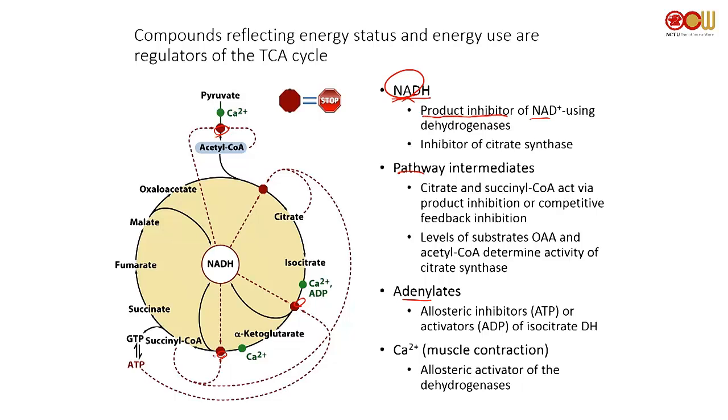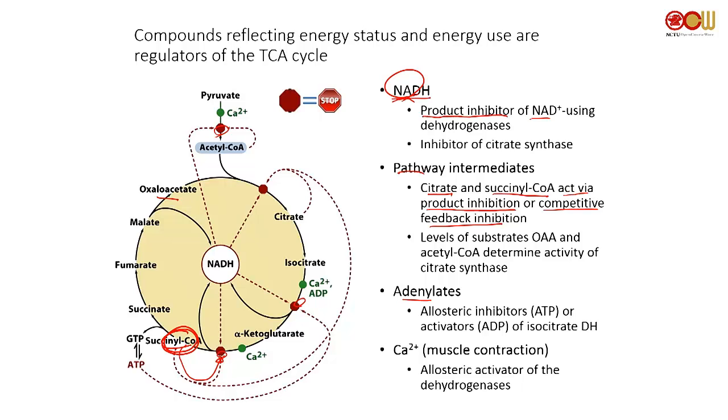Also, you can regulate this pathway through pathway intermediates, where things like citrate and succinate, okay, can act as product inhibition or competitive feedback inhibition that turns off the TCA cycle. For example, if today you generate so much succinate and it is not turning into oxaloacetate fast enough, then succinate will come back and inhibit this enzyme. Okay? So that it's telling the cell, hey, stop doing the TCA cycle. I don't need any more intermediates.